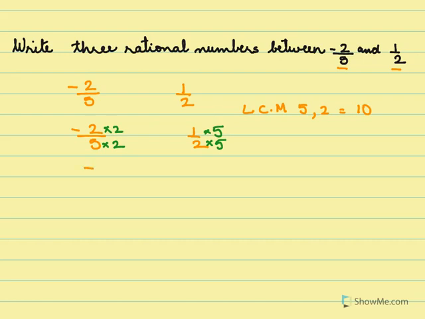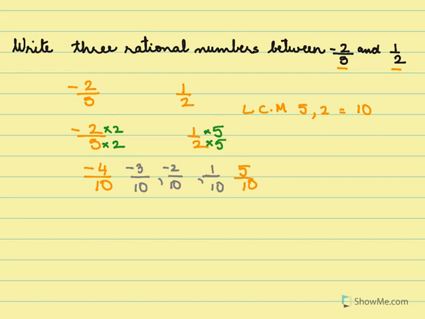So my numbers now turn into -4 by 10 and 5 by 10, and I need to find 3 numbers. I've already got a gap here: 1, 2, 3. So this would be -3 by 10, -2 by 10, or could be 1 by 10. All these numbers will lie between -4 by 10 and 5 by 10.